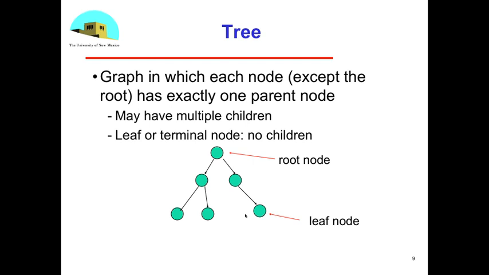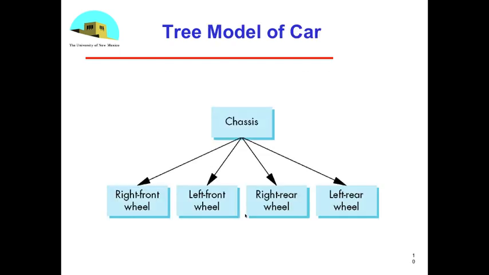So now, if we want to say, okay, we know what a tree is, how do I use that to model the car that we've been talking about? So let's apply that and say, well, okay, if we say that the chassis is the root of that graph, and the wheels are connected to it, then I could say, okay, the chassis has 4 children, which are the 4 wheels.